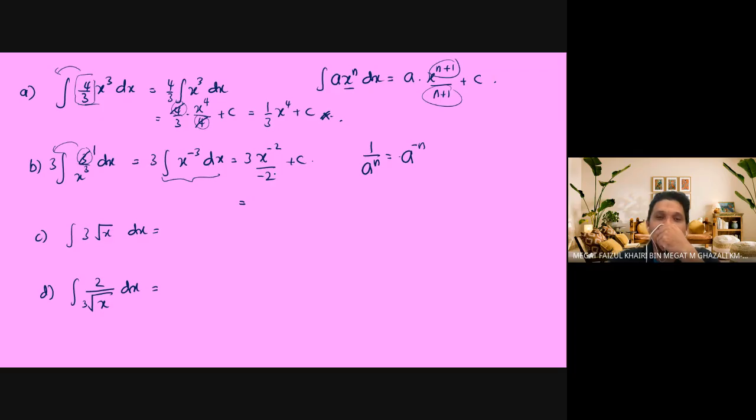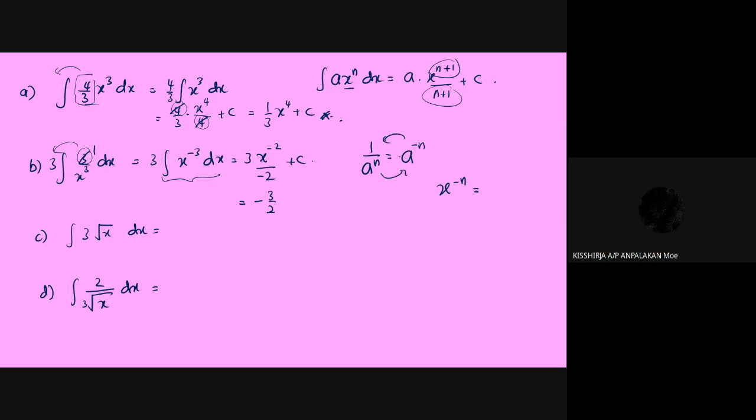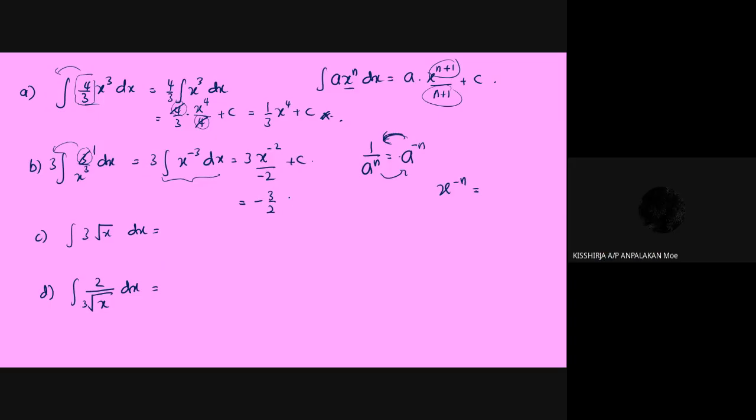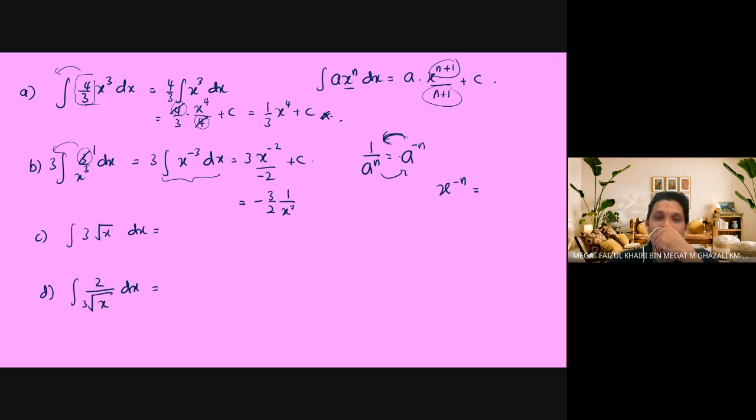x to the power of negative n equals 1 over x to the power of n. One over a to the power of n equals a to the power of negative n, and oppositely, a to the power of negative n is 1 over a to the power of n. So it is 1 over x squared plus C. Or just simplifying this, it becomes negative 3 over 2x squared plus C.